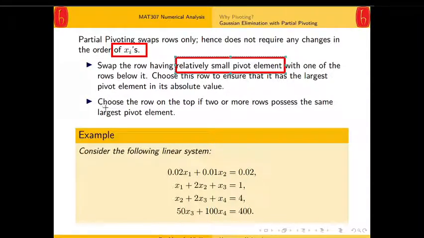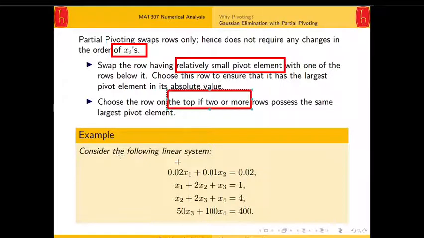And here it's possible we can have two numbers being the same in the pivot elements, and they both might be the largest pivot element. If this is the case, with two or more pivot elements being the same, then we choose the top one. Let's see this process on an example.